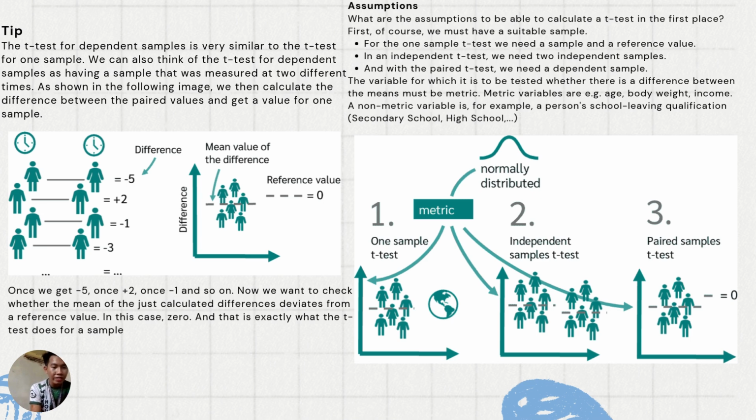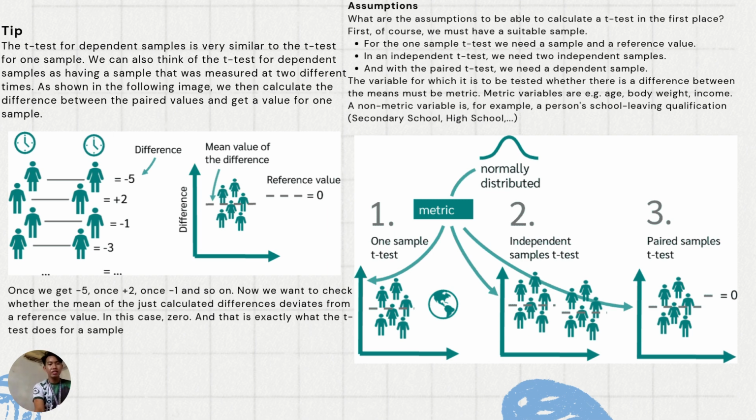Once we get the differences, 5, plus 2, minus 1 and so on, we want to check whether the mean of the just calculated differences differs from a reference value, in this case 0. That is exactly what the t-test does for one sample.